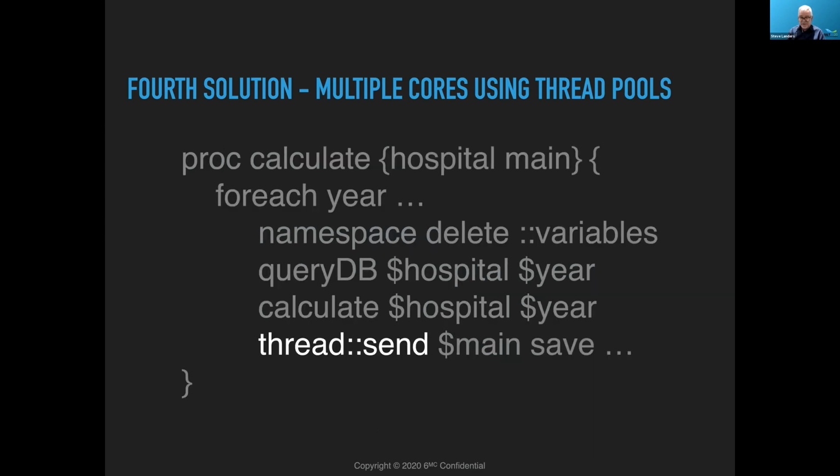In the worker thread, it's just simple. For each year you calculate, you first delete the namespace that holds the variables, so there's no bleed from year to year. You load the new values from SQLite, do the calculations, and then send the results back to the main thread to be saved in SQLite.